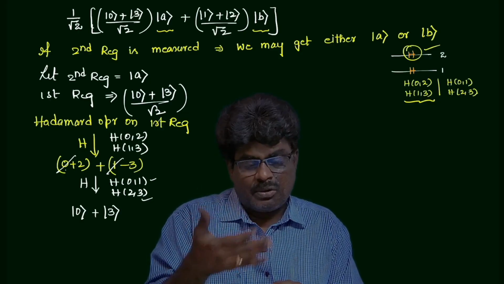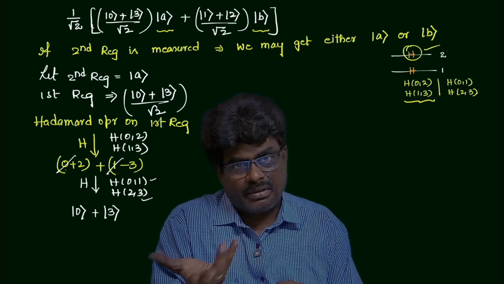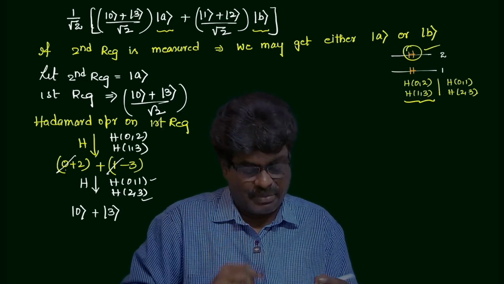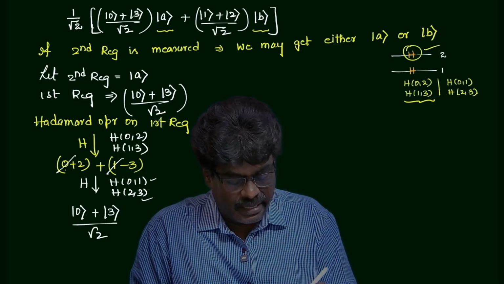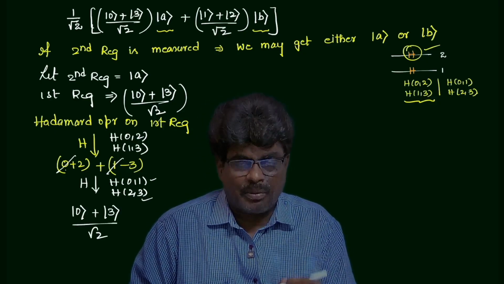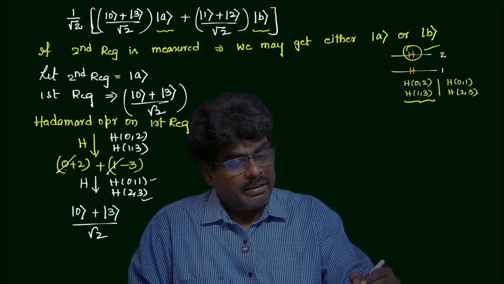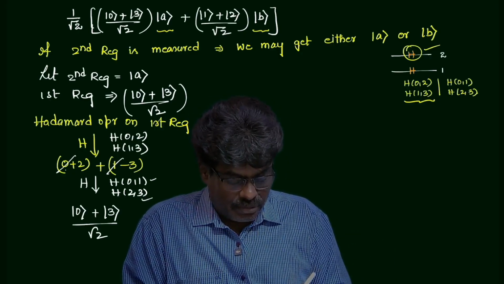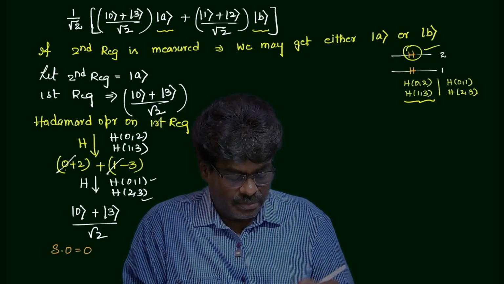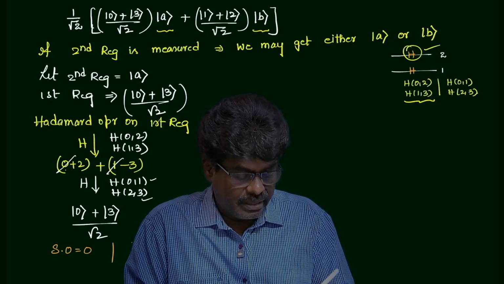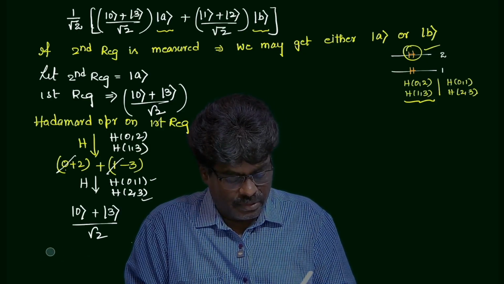So 0 plus 3, as earlier for the first register; now also you got the same thing. That's not a problem. Here we have 2, that's why I can write the normalization constant as 1 over root 2. Now this will give you one equation, s dot 0 equal to 0, and another, s dot 3 equal to 0.